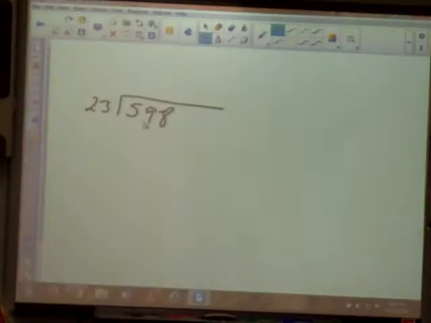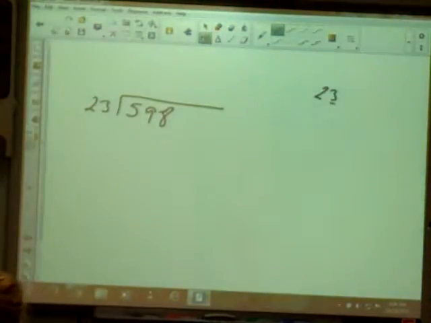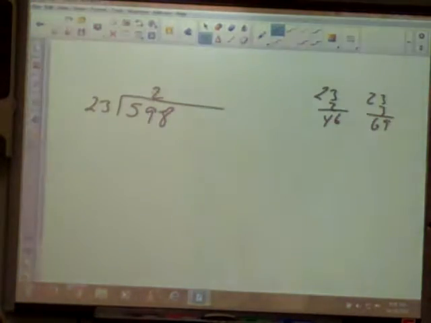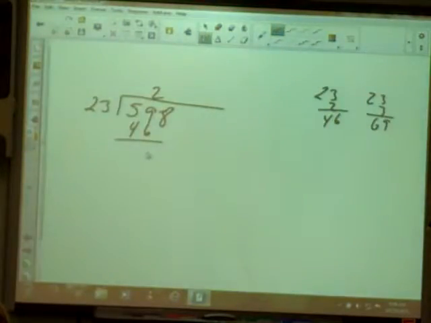How many times? What's 23 times 2? 46. 23 times 3 is 69. So it's got to go 2, right? So I'll put my 2 up there. 2 times 23 is 46. Now subtract. 9 minus 6 is 3. 5 minus 4 is 1. And then you bring down the next term.